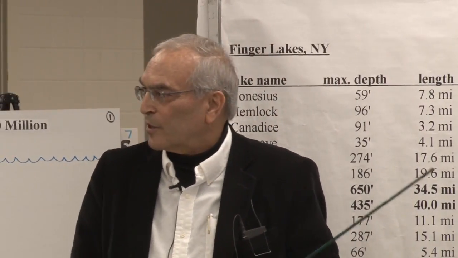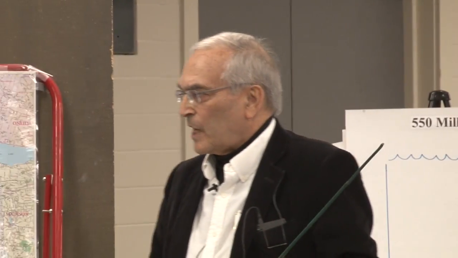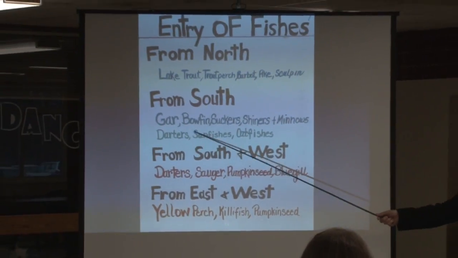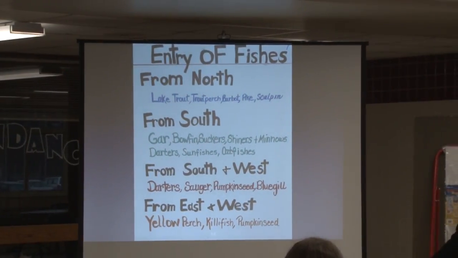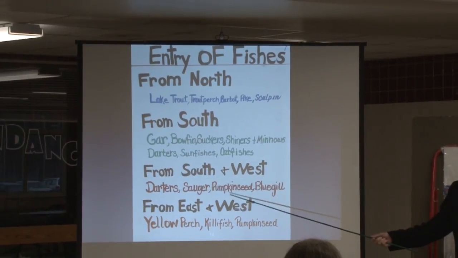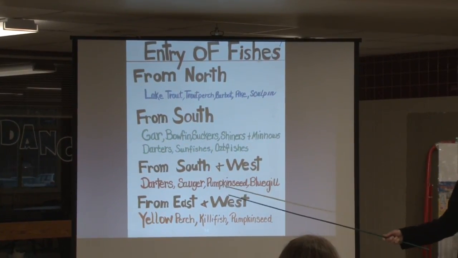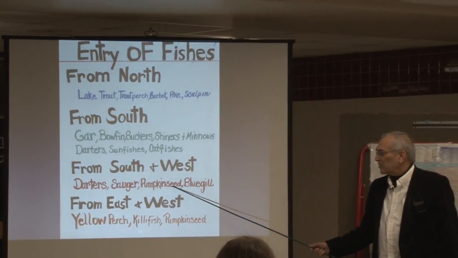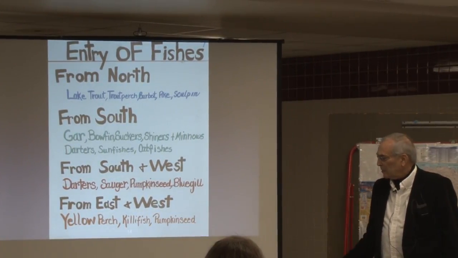The warm water fish, most of them came from the south, like the gar, the bowfins, the shiners, the minnows, the darters, the sunfish. From the west, you got the darters. Some of you maybe do not know what those fish are, but the sauger, those are like perch related. Pumpkin seeds, these are sunfish.